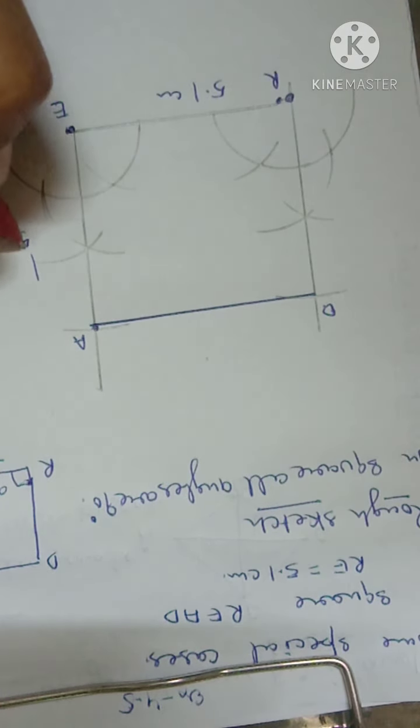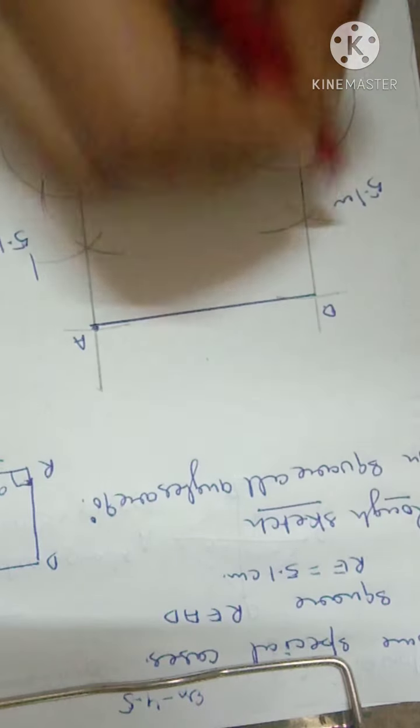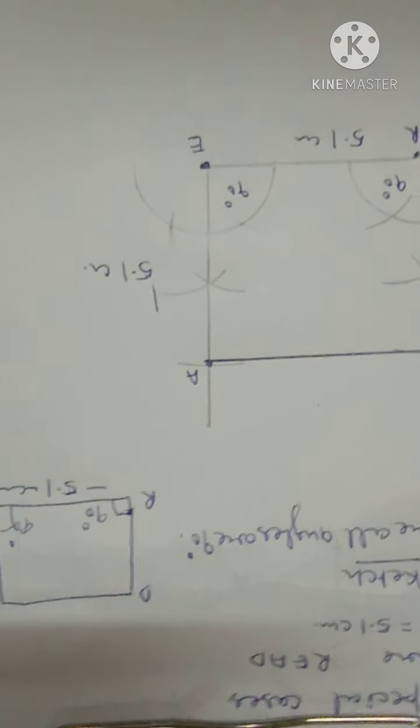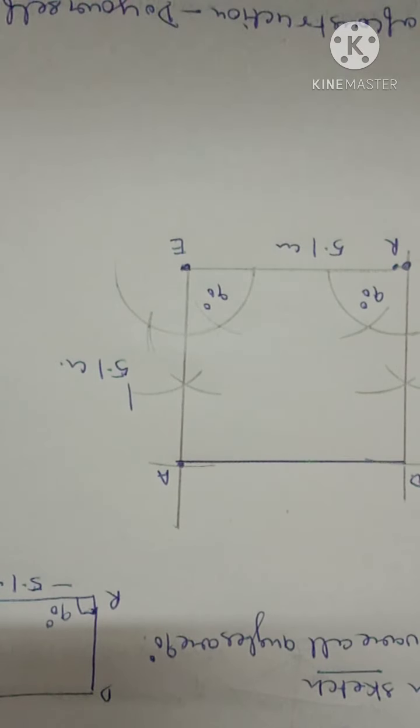Clear? 5.1 centimeter, 90 degree. This is also a 90 degree, 5.1 centimeter. Clear? Any doubt? Then please tell me. Is it visible now? The complete one. The steps of construction you will write on your own.